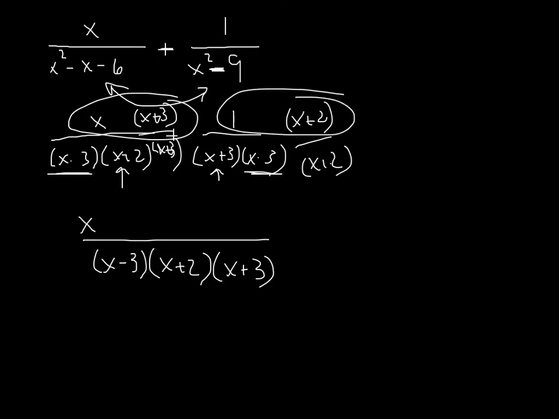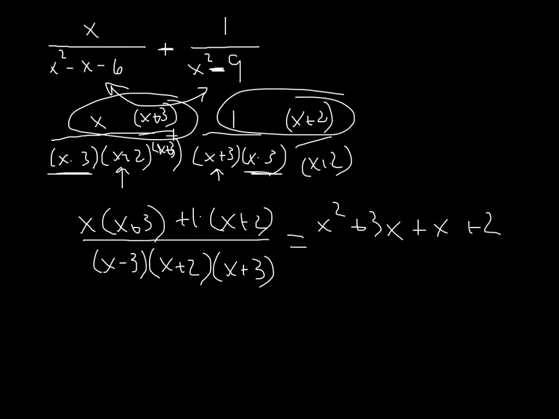So I would have x times x plus 3 plus 1 times x plus 2. That one's understood, doesn't need to be written. Now, again, I always simplify my numerator, leave the denominator. I'll have x squared plus 3x plus x plus 2. And on the bottom, I have my common denominator of x minus 3, x plus 2, x plus 3.